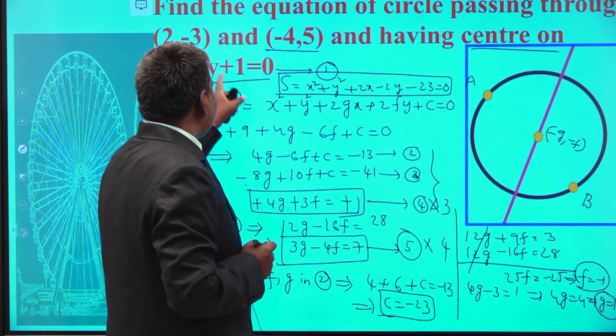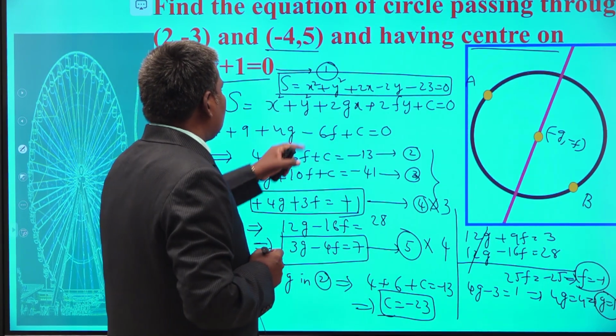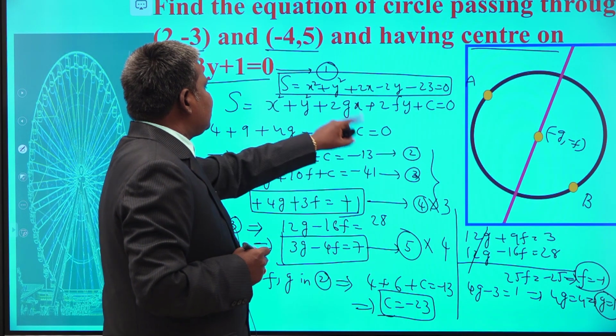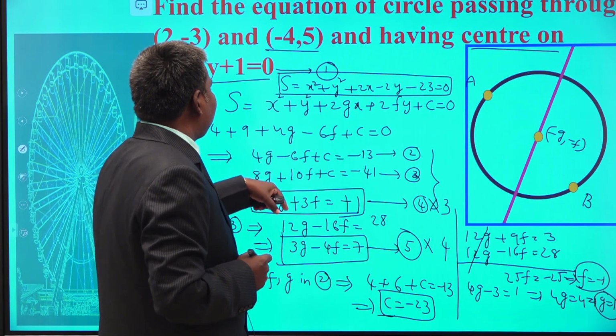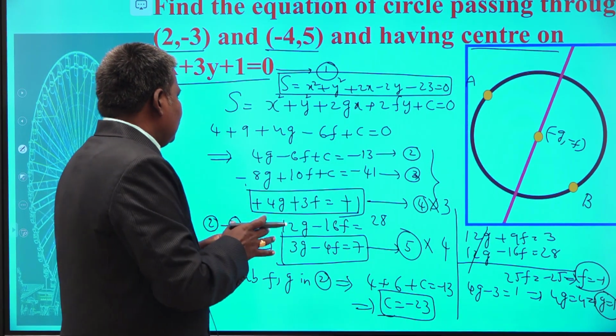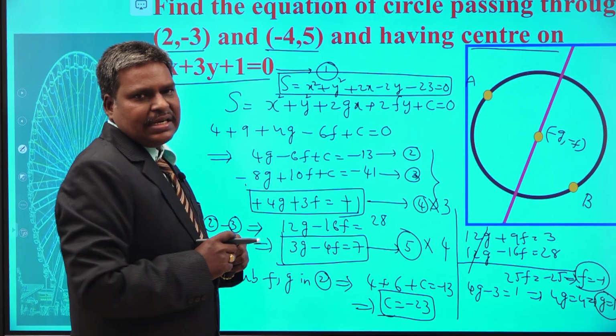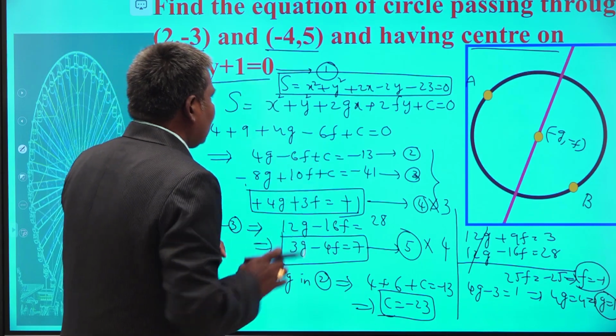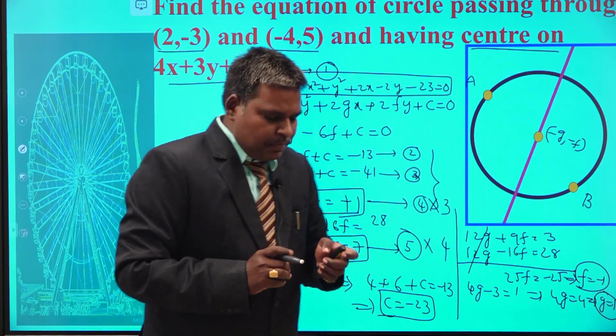So when you are substituting the center, what is the center of S equal to 0? Minus g, minus f. Instead of minus g, minus f, if you substitute g comma f in your equation of line, we obtain the wrong information. So at any time, you have to maintain very careful concentration. Understand? This is the way to solve this problem. Okay?